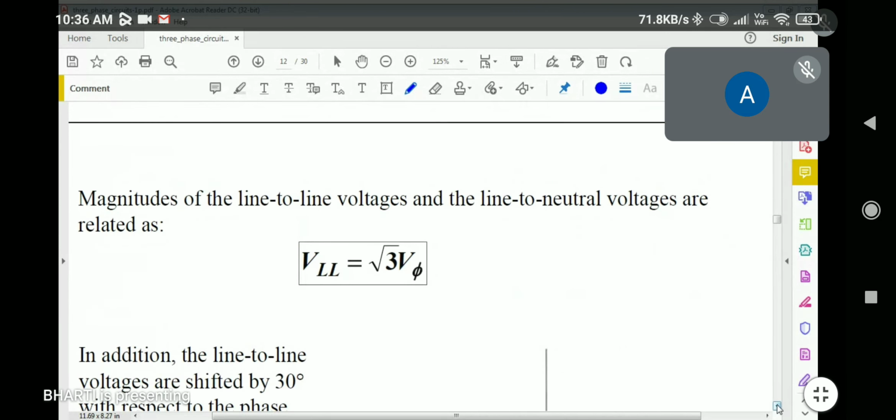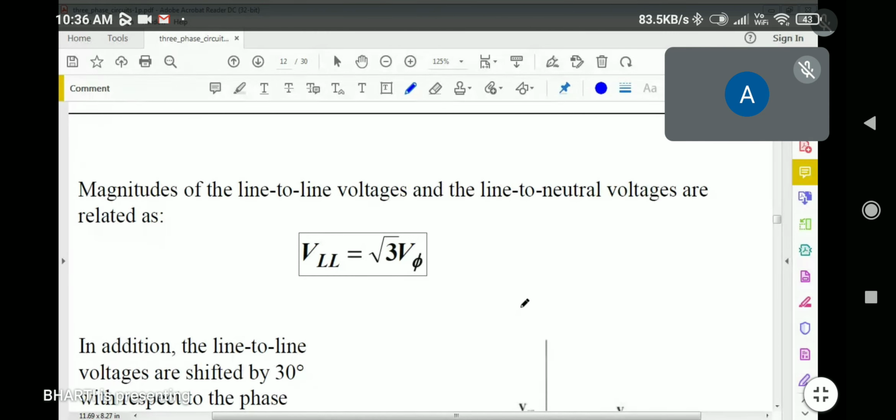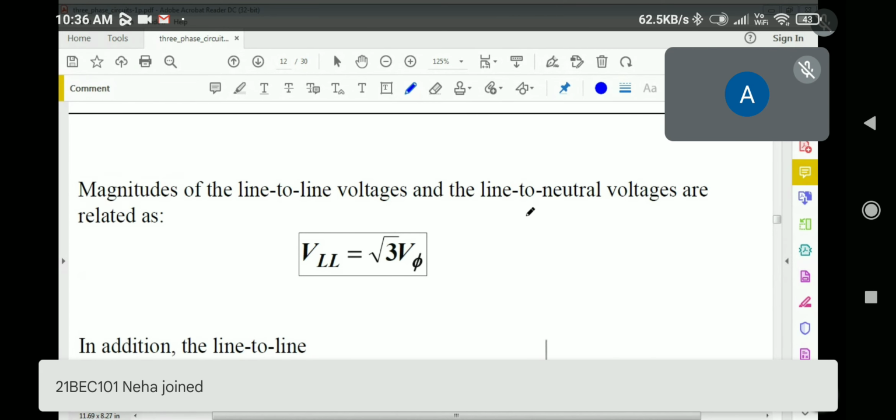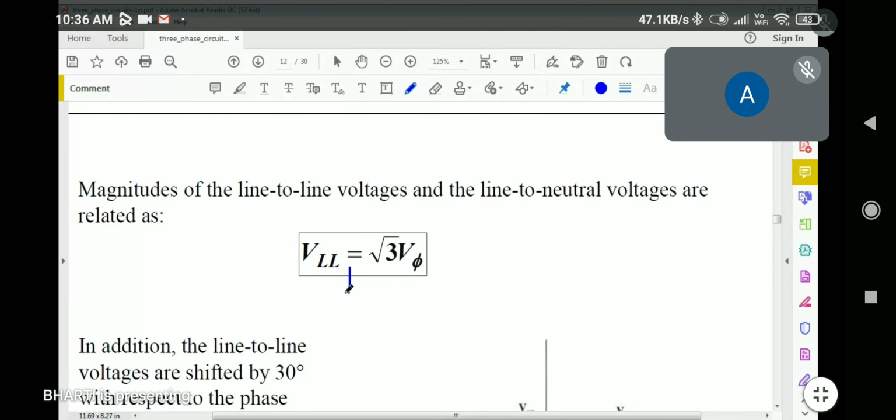This is something we will look at once more. Remember this line. Earlier we remembered the line for current. Now we can say magnitudes of line to line voltages and line to neutral voltages are related as follows. So this is line to line, or say line voltage, and this is phase voltage. Magnitude and angle we have seen. There was an angle of lag of 30 degrees. But what is the difference in magnitude? Line voltage is root 3 times phase voltage. Did everyone understand this?